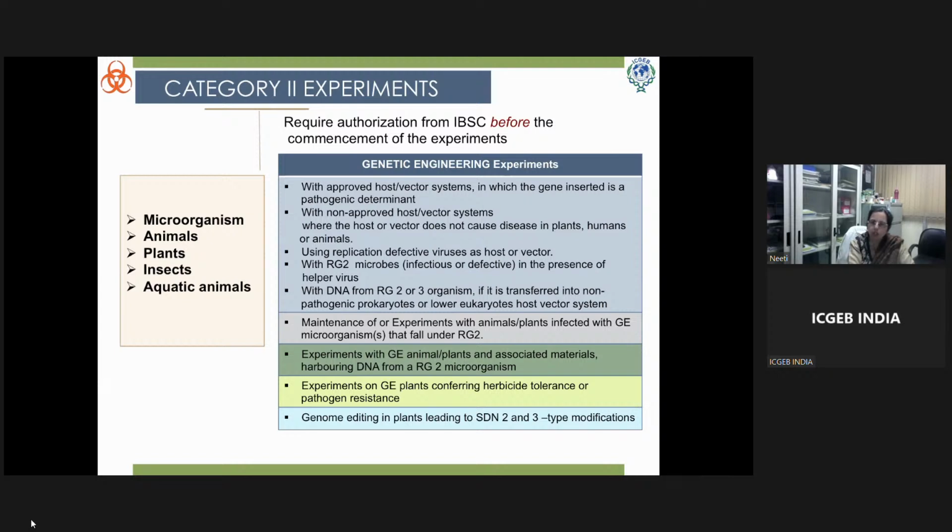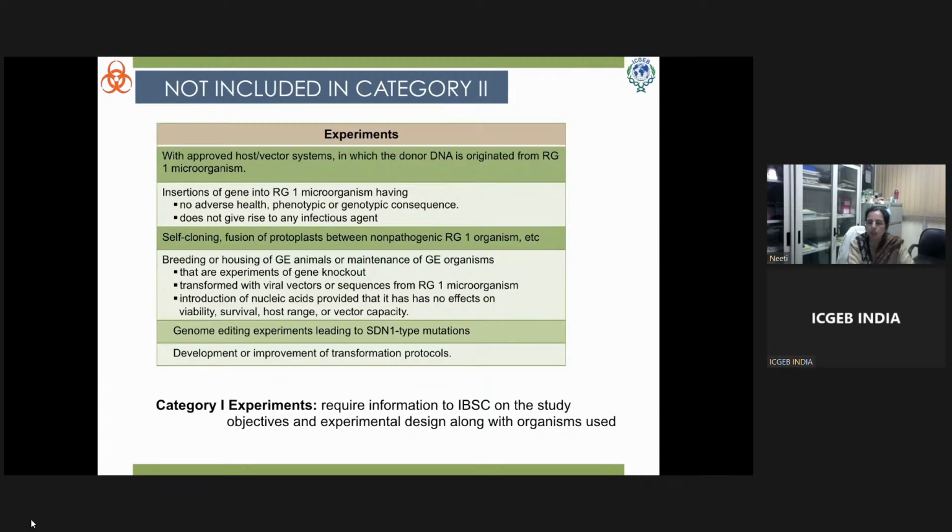I have also listed in detail all the criteria of all the experiments which get categorized under category 2. So what is not included, all which doesn't get included in the group 2 list and is not pathogenic, gets classified as category 1. And it is very important to understand what is not included, because there is a thin line when we are working in the labs. There is a very thin line which categorizes these experiments as 1 or 2.